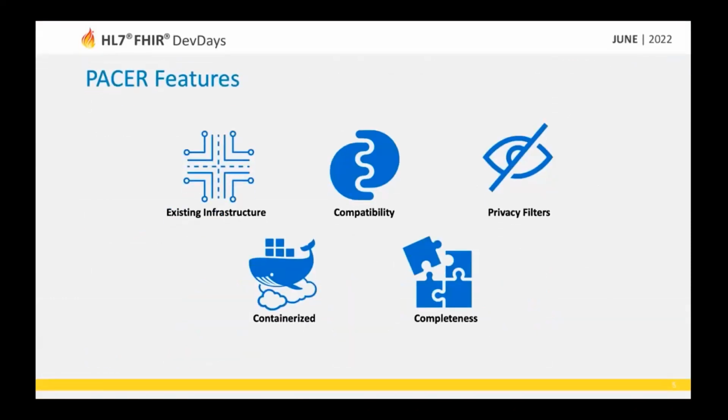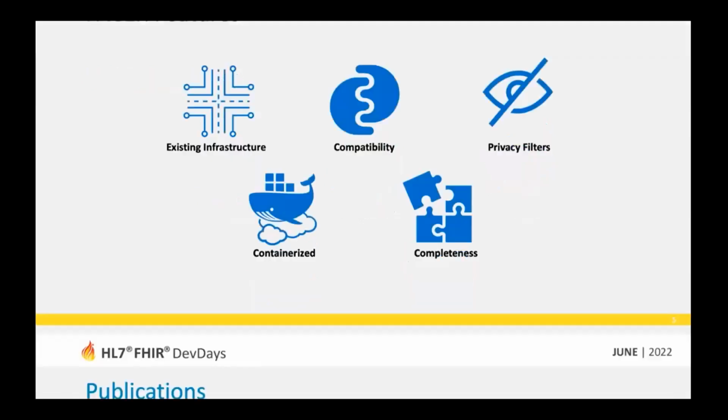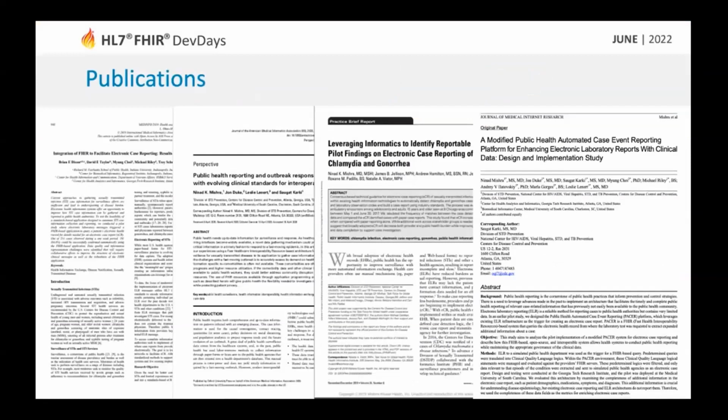To ensure PACER can support as many health systems and public health agencies as possible, it is system agnostic and allows users to utilize their existing infrastructure, whether that's Windows or Linux-based, hybrid, cloud, or completely on-prem. It is compatible with other interoperability tools and is containerized for ease of deployment. Privacy filtering again allows for granular control of the data and clear auditability. It provides a complete package for automated case reporting. If you'd like to learn more, feel free to check out our publications on PACER and the work we're doing to transform public health case reporting.